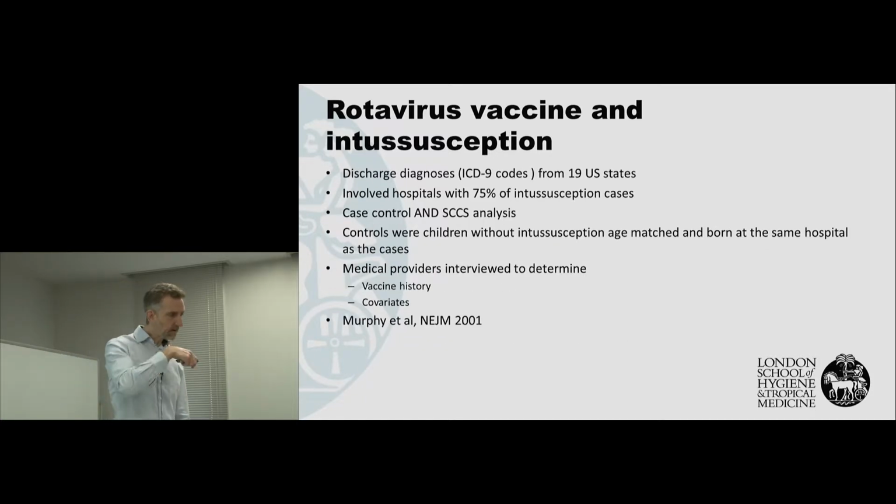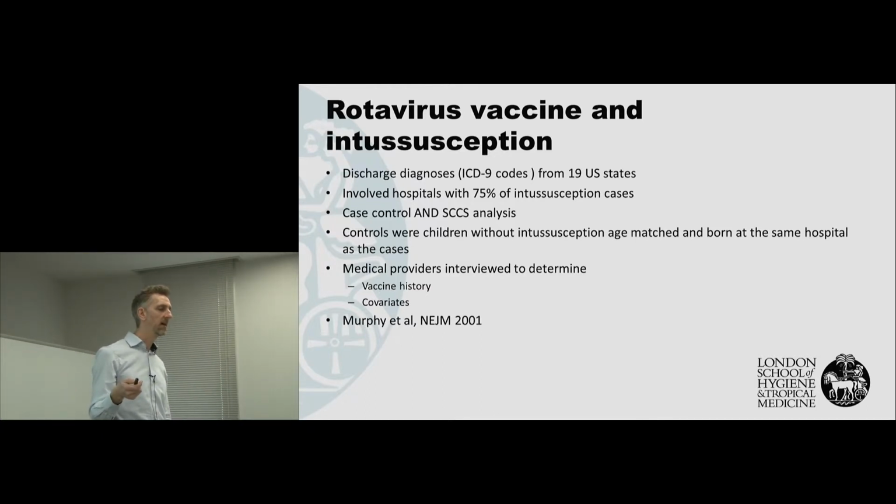So there was a study done using data from the US, and it involved the discharge diagnoses from 19 different states in the US, and involved hospitals with about 75% of the intussusception cases in those states. And the investigators did both a case control and a self-control case series analysis again. So the controls were children without intussusception who were matched on age and who were born in the same hospital as the cases.